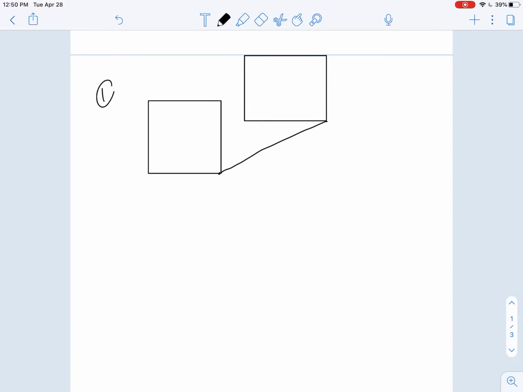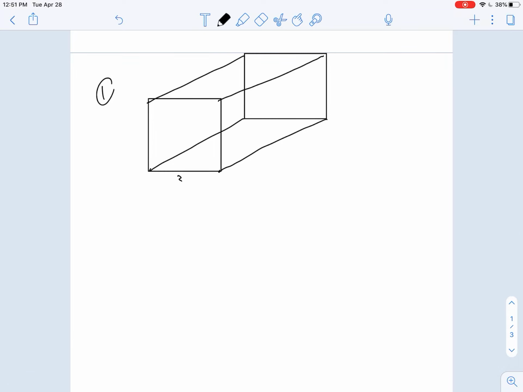Do the best you can to make them the same. If it doesn't line up perfectly, that's okay. All right, and let's go ahead and give it some dimensions. I'm going to label this 3, 6, and 6.